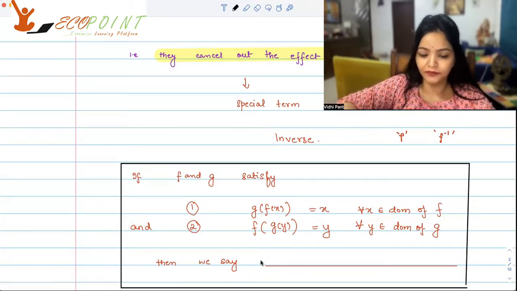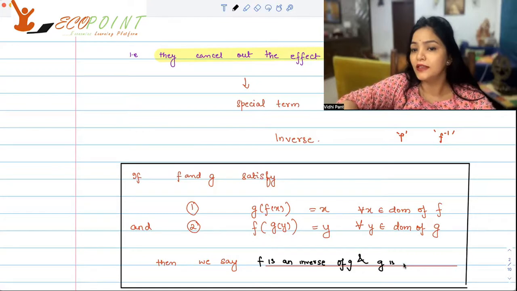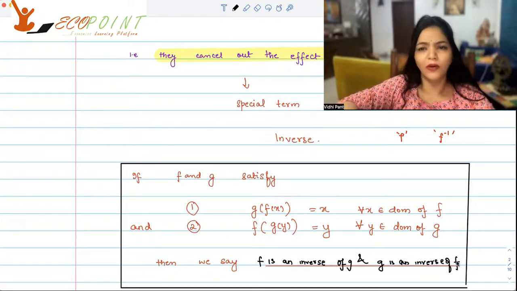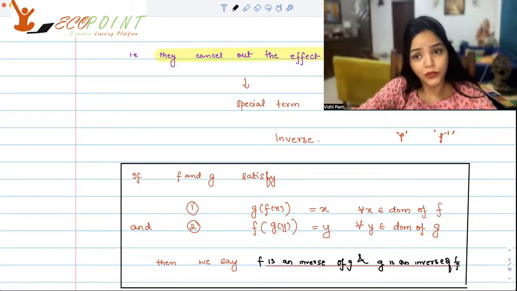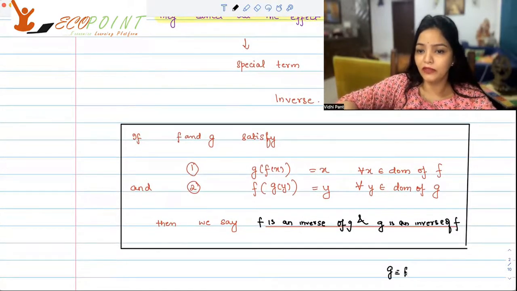Then we say f is an inverse of g and g is an inverse of f, or they both are inverse of each other. Simply saying, we can say that f and g are inverse of each other. So we can give a name to g. We can say that g is nothing but, we will give it a symbol of f inverse, which is f superscript minus 1.